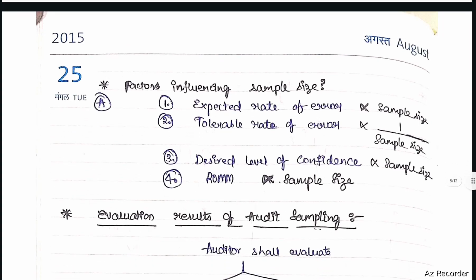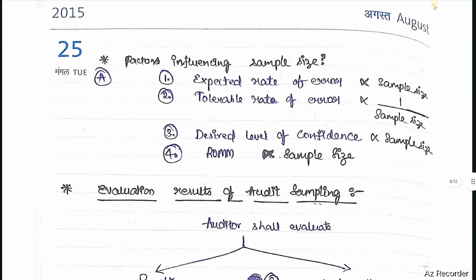Factors influencing sample size. Expected rate of error is directly proportional to sample size. Tolerable rate of error is inversely proportional to sample size. Desired level of confidence is directly proportional to sample size. Risk of material misstatements is directly proportional to sample size.